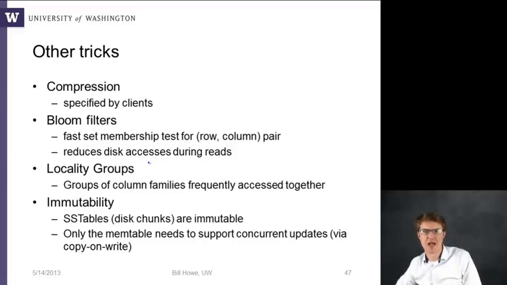All right, and then there's locality groups you can define, which is another layer of organization on top of families, and these are groups of column families that tend to be accessed together. Fine. And then another trick here is to make sure that the SS tables, these disk chunks, are actually immutable. They never get written directly. The only time they get written is when these major compactions happen and the whole thing is reorganized. And so that means that the only writable data structure is this mem table. And so the amount of concurrency control to keep things down remains pretty simple.